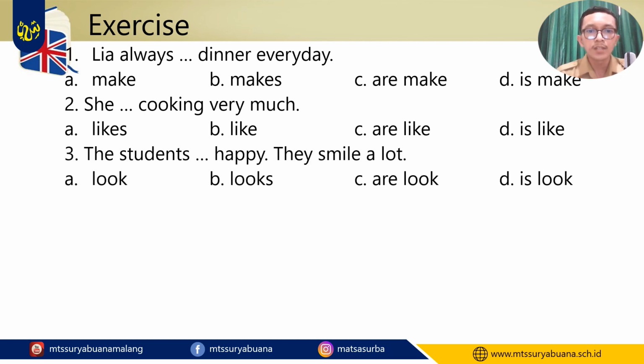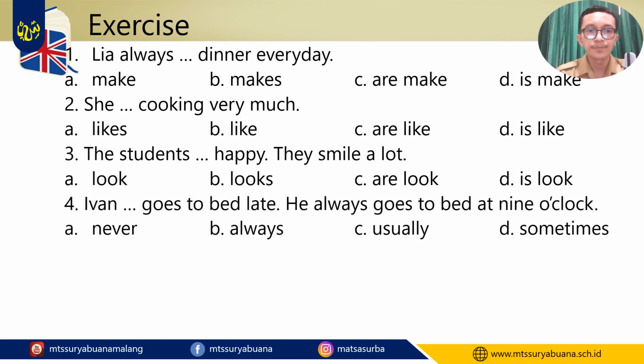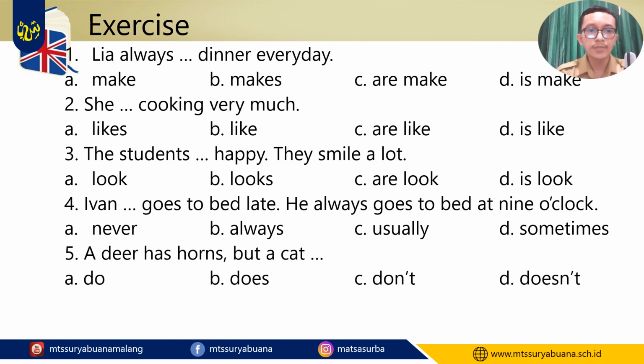Number 3: The students blah blah blah happy. They smile a lot. Look, looks, are look, or is look. Number 4: Ivan blah blah blah goes to bed late. He always goes to bed at 9 o'clock. Never, always, usually, or sometimes. Number 5: A deer has horns, but a cat blah blah blah. Do, does, don't, or doesn't.